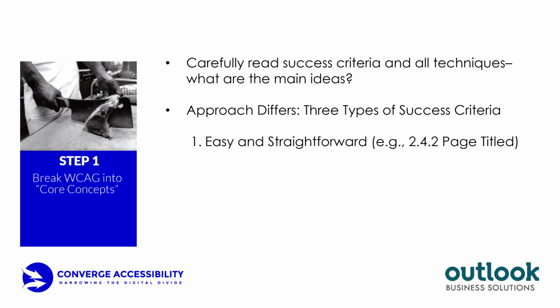First, there are the easy success criteria. For instance, Success Criterion 2.4.2 simply requires that web pages have a meaningful title that describes its topic or purpose. This prevents screen reader users and others from getting lost when they have several web pages open. These criteria are easy, and the core concept can just restate the requirement verbatim.